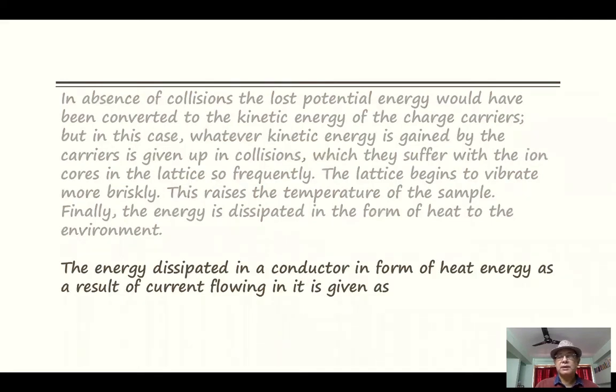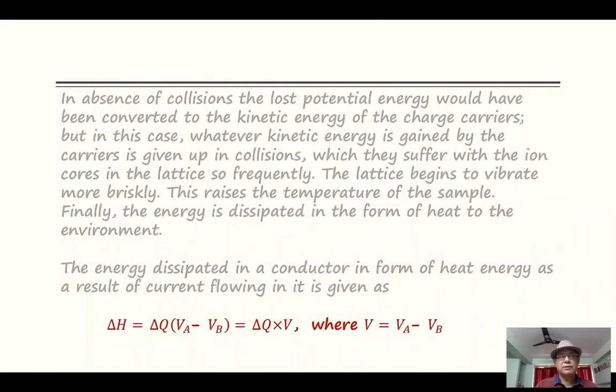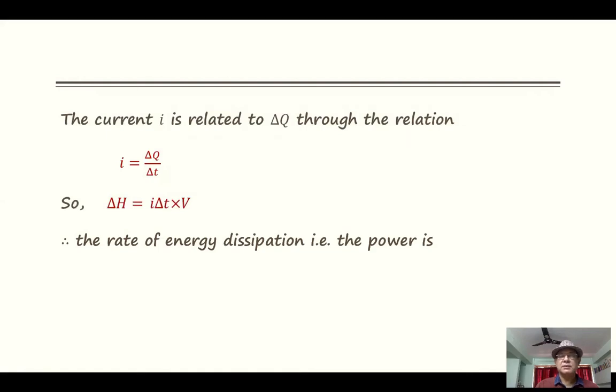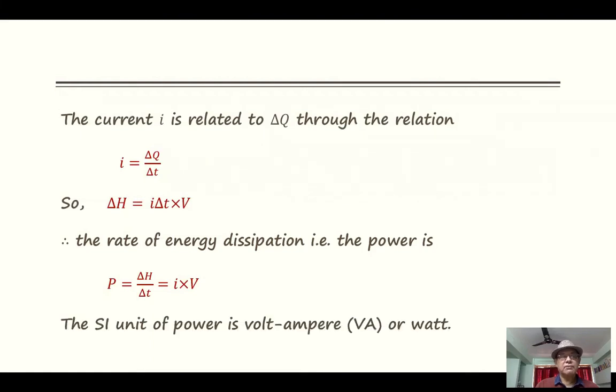The energy dissipated in a conductor in form of heat energy as a result of current flowing in it is given as delta H equal to delta Q into [VA minus VB], equal to delta Q into V, where V is equal to VA minus VB. The current I is related to delta Q through the relation I equal to delta Q by delta T. Using this relation, we have delta H equal to I delta T into V. Therefore, the rate of energy dissipation, that is, the power is P equal to delta H by delta T equal to I into V. The SI unit of power is volt ampere, in short VA, or watt.